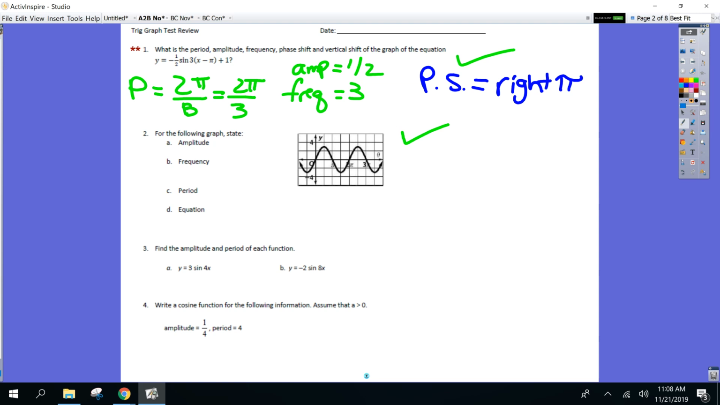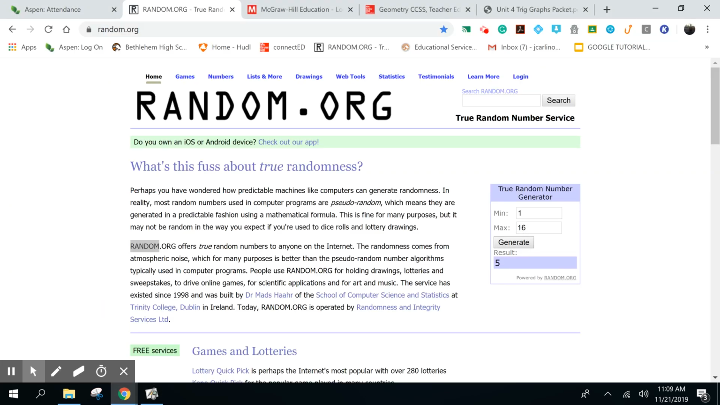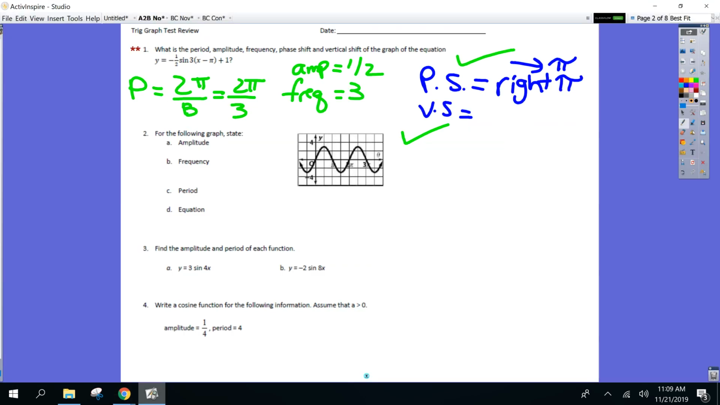Somebody asked me in one of my classes, can I use arrows instead? Right pi, sure, whatever, fine. I'm not going to argue with that. But minus pi won't count tomorrow. And then your vertical shift, +1's not going to fly tomorrow, okay? +1, I don't know if that's up, down, left, or right. What do you want to write in words for me? Up 1, done. I'll accept that.